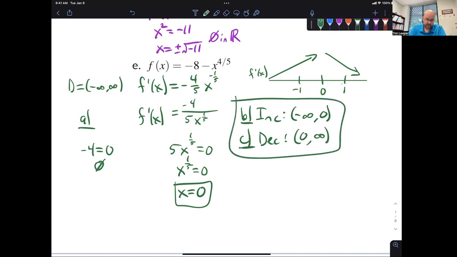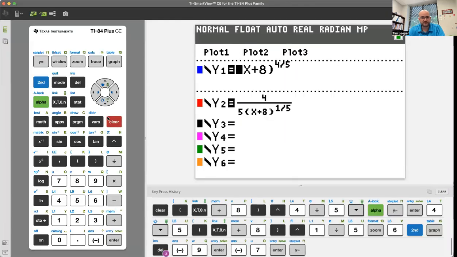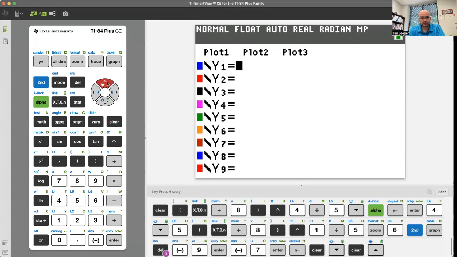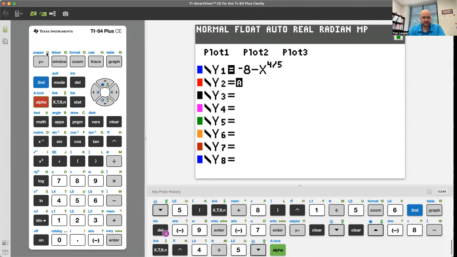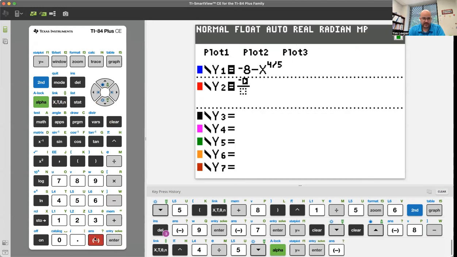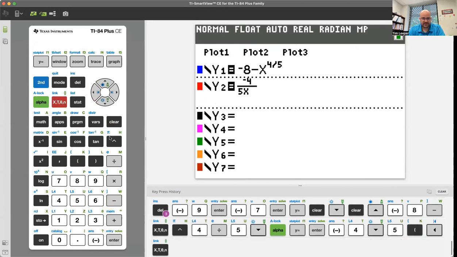Good deal. And just so you can see what this looks like in the calculator. So if we go to the calculator, go to y equals, I'm going to clear both of those. On y1, I'm going to type in -8 minus x to the 4/5 power. In y2, I'm going to do alpha y equals enter. And then -4 over 5 parentheses, no parentheses, sorry, just x to the 1/5 power.